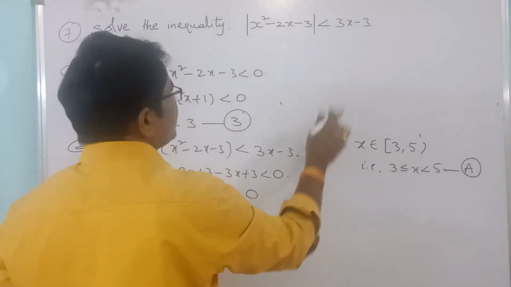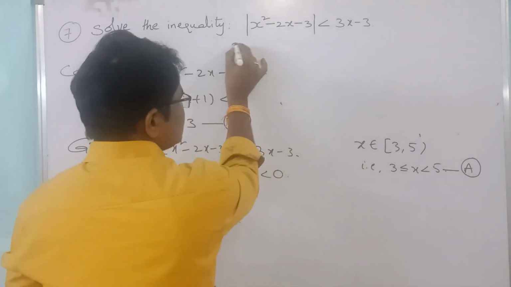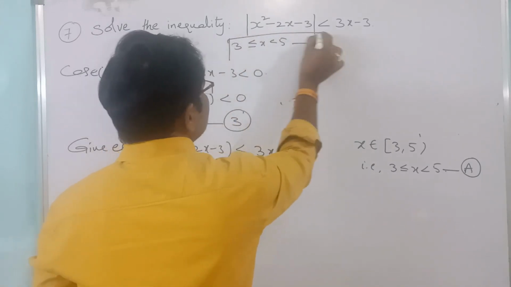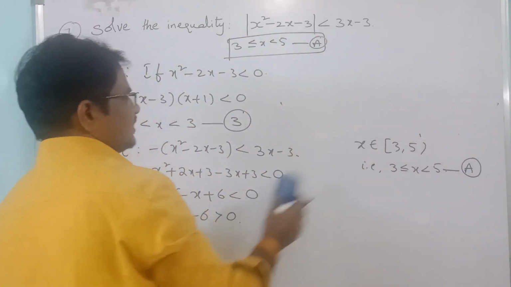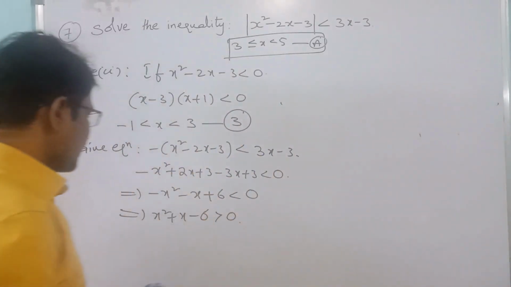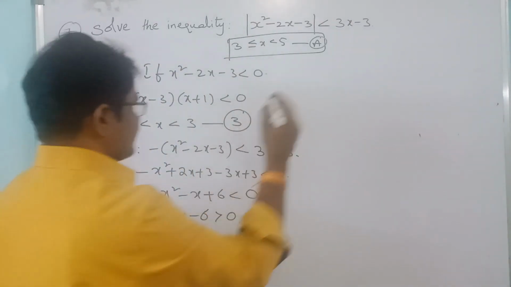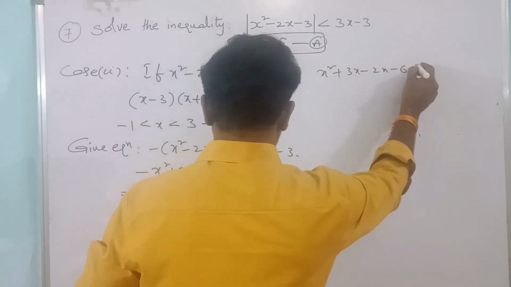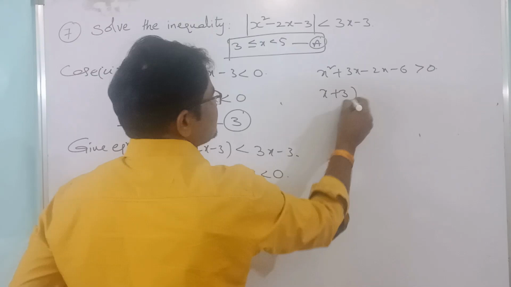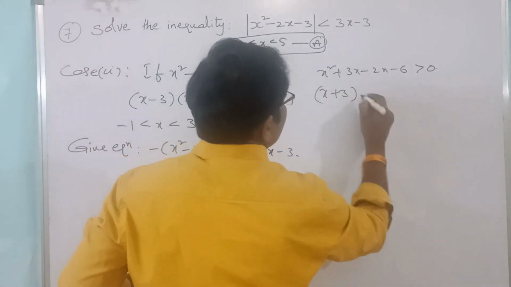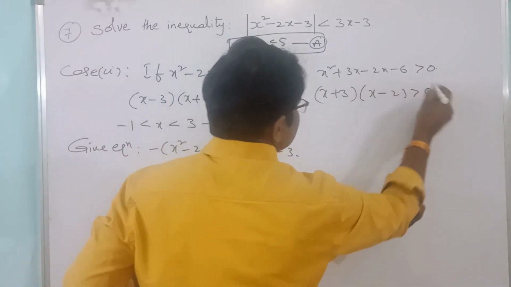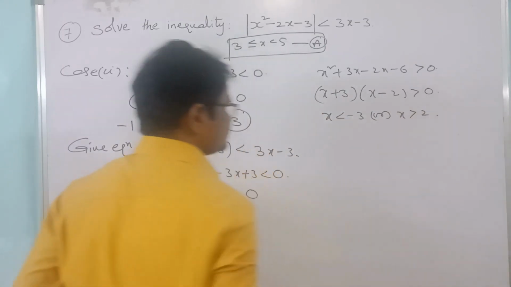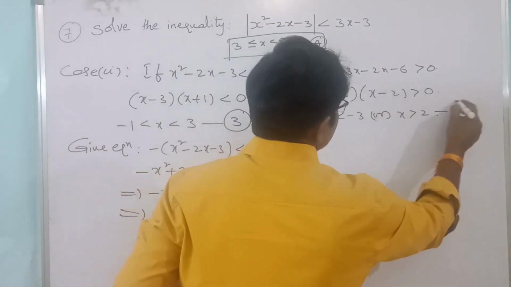So equation number 1 I am writing here, that is 3 less than or equal to x less than 5. This is equation number A from case 1. Now here take the factors: x square plus 3x minus 2x minus 6 greater than 0, (x plus 3)(x minus 2) greater than 0, which means x is less than minus 3 or x is greater than 2. Take this as equation number 4.